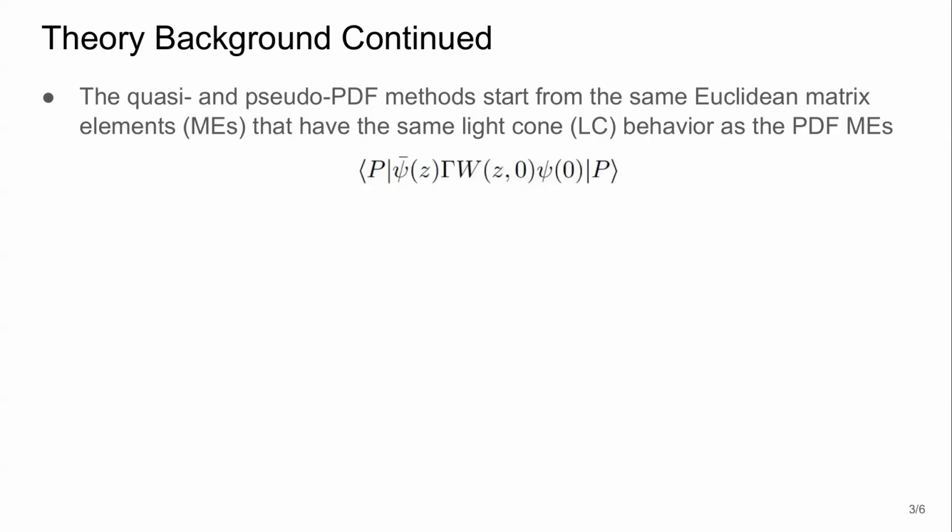The quasi and pseudo PDF methods both start with the same Euclidean matrix elements, and they have to have the same light cone behavior as those PDF matrix elements that I was talking about before.